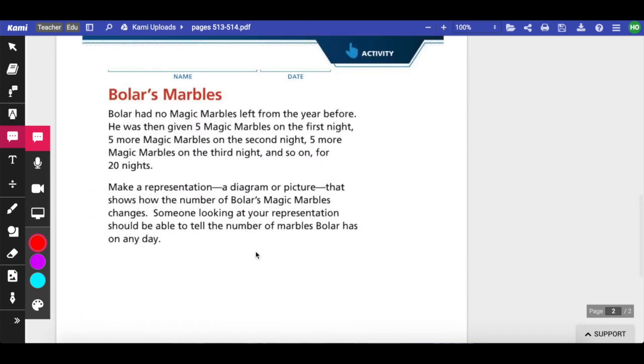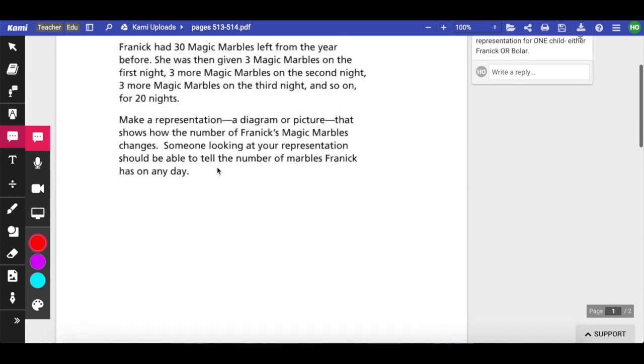Just like if you choose to do Bolar, Bolar had no magic marbles left from the year before. He was then given 5 magic marbles on the first night, 5 more magic marbles on the second night, 5 more magic marbles on the third night, and so on for 20 nights. So again, if you choose to do Bolar, you're going to make a representation so we're able to figure out how many marbles Bolar has on any day, all the way up to 20 nights. So make sure when you're making your representation or your table, it's very clear. That way we're able to see how many marbles they have on every night and how many they started with.